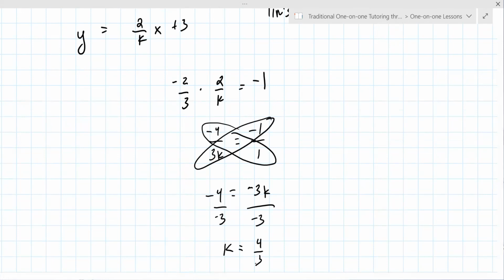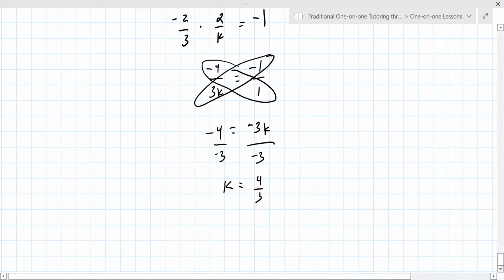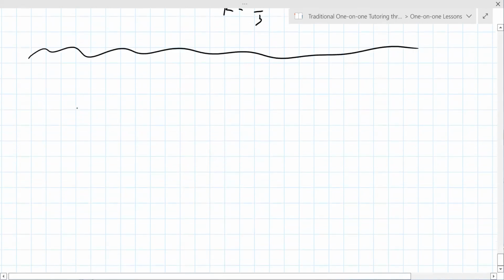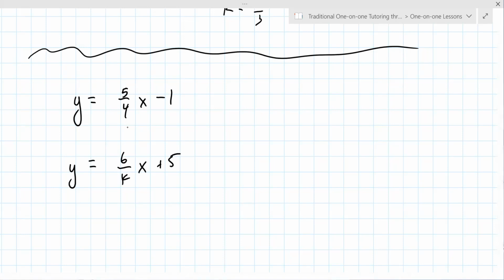Would you like to try one more, or do you want to end the lesson here? Can we try one more? Yes. Okay, so let's say y equals 5/4 x minus 1, and the next one is, oh, let's go with 6 over k x plus 5. Same thing here. You want to take the slopes, multiply them together, and the product has to be -1. So go ahead and give that a try and see what you come up with.